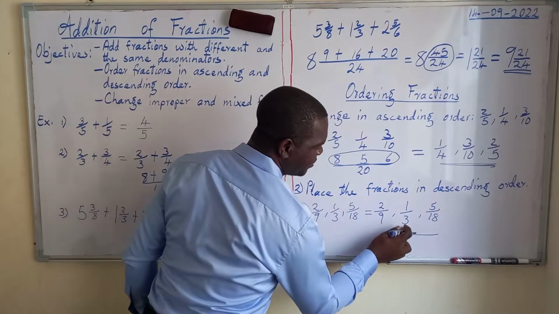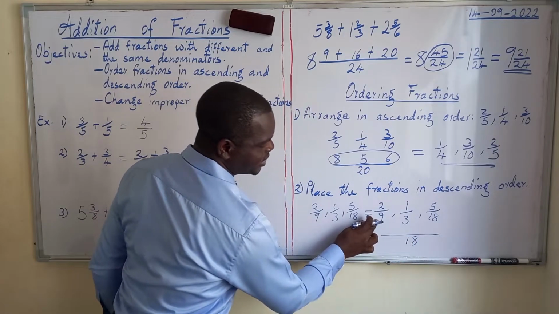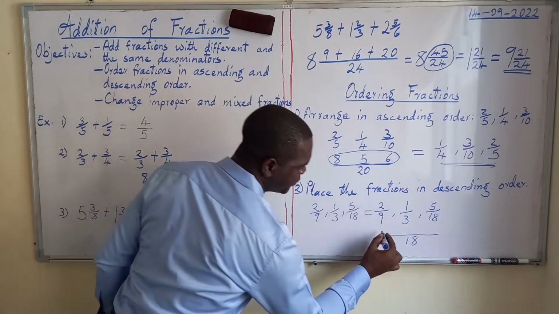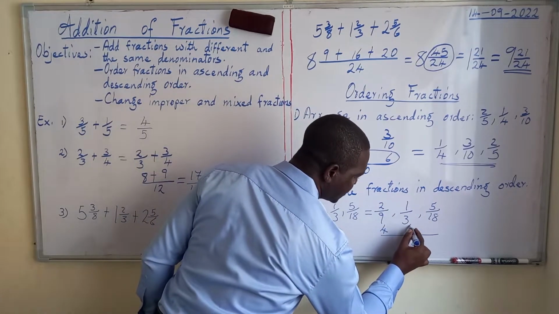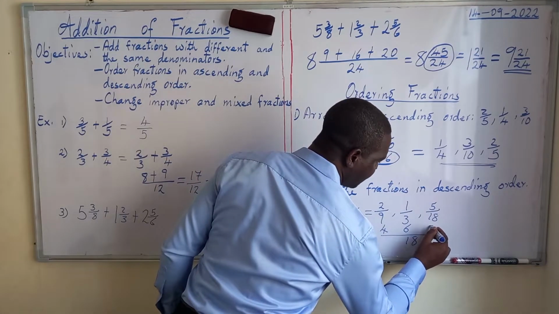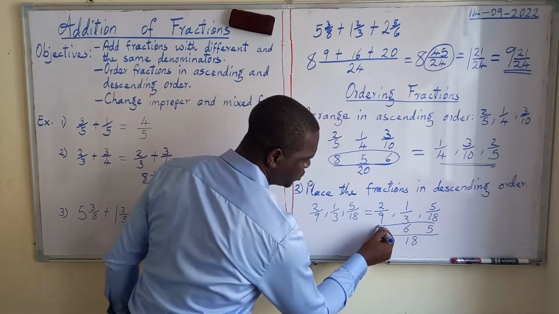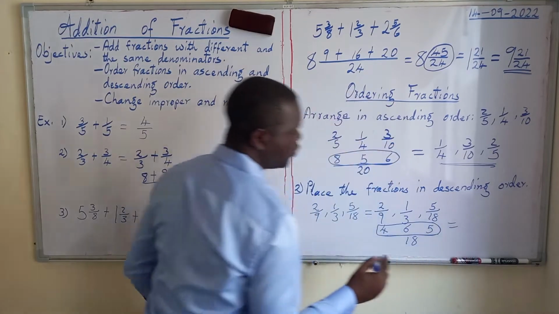LCM of 9, 3, and 18 is 18. 18 divided by 9 is 2. 2 times 2 is 4. 18 divided by 3 is 6. 6 times 1 is 6. And 18 divided by 18 is 1, times 5 is 5. This is where we focus to find which fraction is small and which is big.